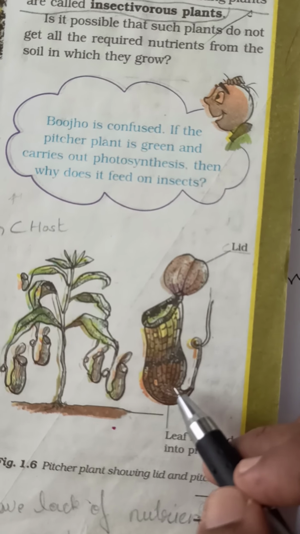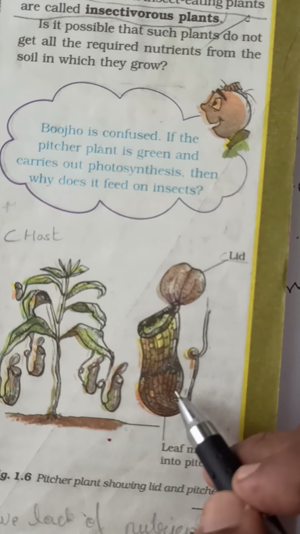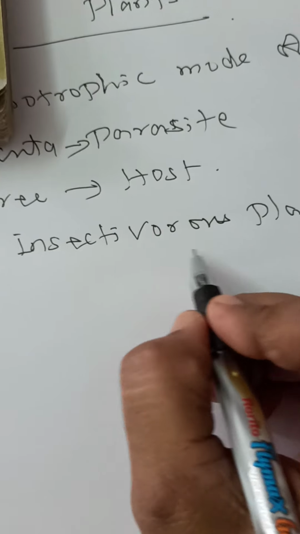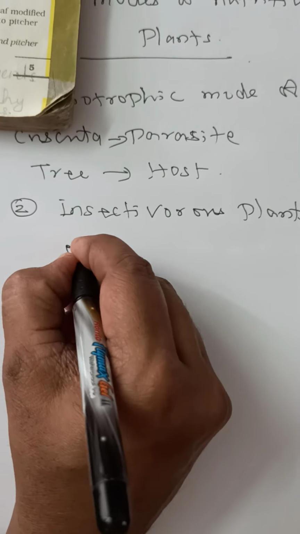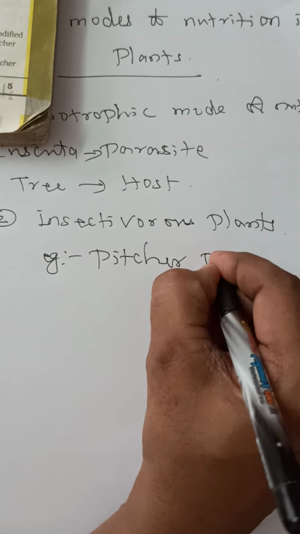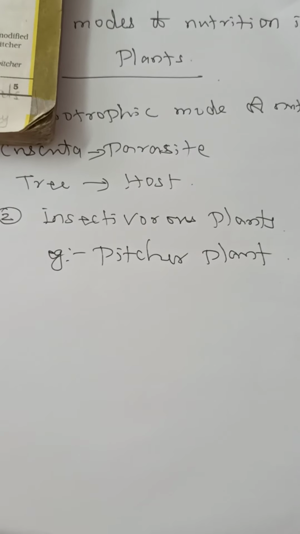The digestive juices secreted inside the pitcher will digest the insect, and this type of insect-eating plants are known by the name insectivorous plants. Example, pitcher plant. Is it clear to you?